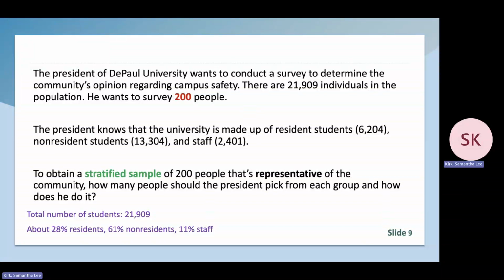So what I should do is I should take 200 and multiply by these percentages. That tells me how many people I should take from each group. So 0.28 times 200 is 56, 0.61 times 200 is 122, and 0.11 times 200 is 22. So when I have my 3 groups, I'm going to go to the residents portion, and I'm going to ask a computer to randomly select 56 residents. And then I'm going to go to the non-residents and ask the computer to randomly choose 122 non-residents, and then ask the computer to choose 22 staff. And that's how I'm going to make my sample.